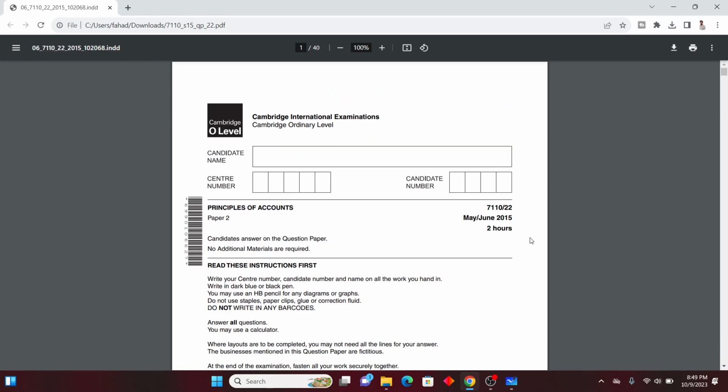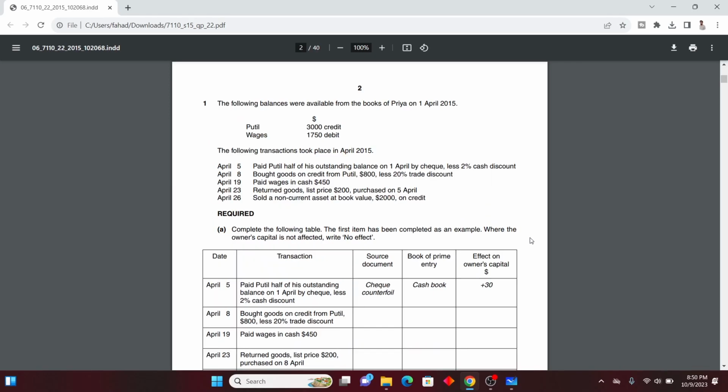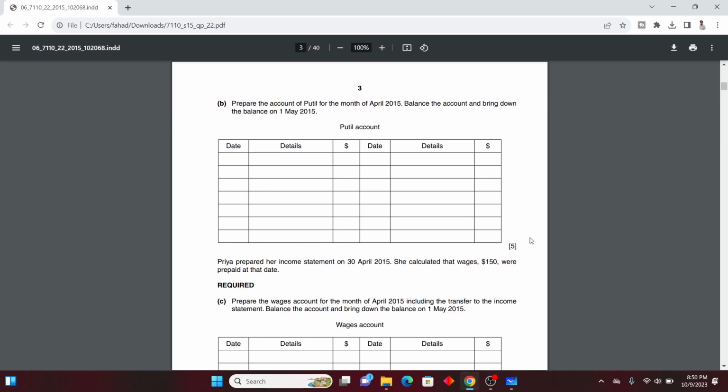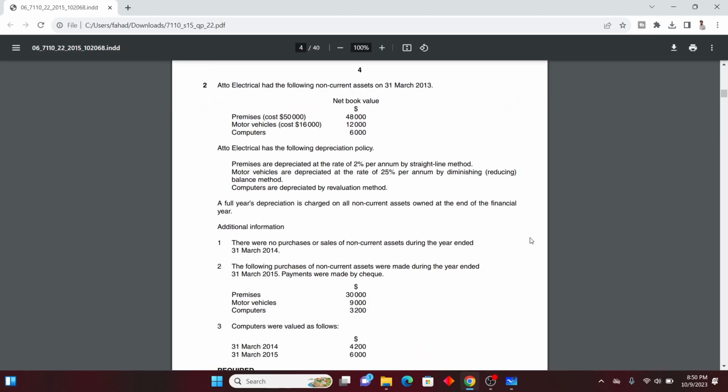This is an O levels question paper, May June 2015, and the variant is 22, which is commonly used in Pakistan. So we are starting with this 2 hours paper. The syllabus code has changed if you are watching this video in 2023 and onwards. The syllabus code has become 7707 for accounting, and the name has also changed from principles of accounts to accounting. We have question number 1, which is books of prime entry. I have my own video on books of prime entry on this channel. If you haven't watched that, you could look for that video in the playlist. And this is question number 2, which we have to focus on in this video.